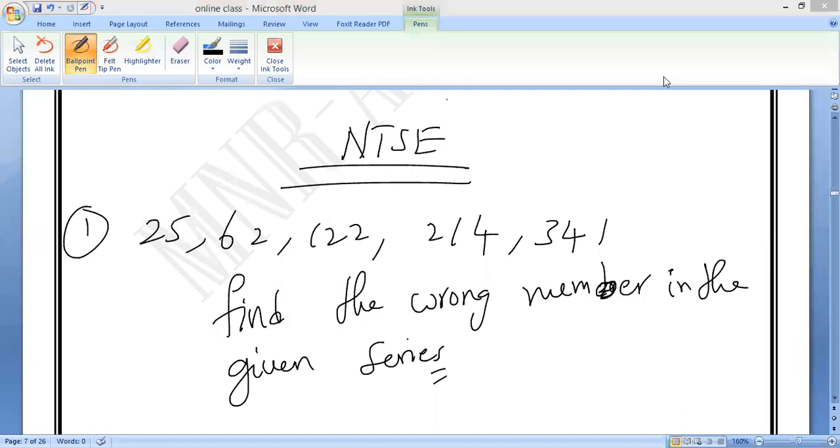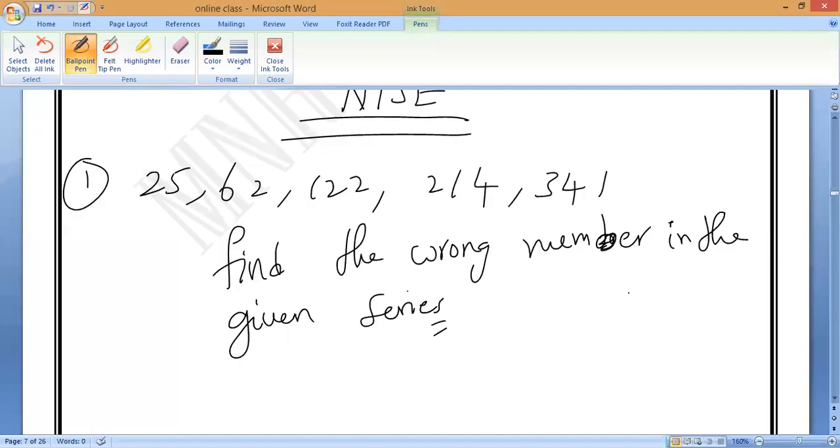341 is wrong, sir? No. What is your explanation? 25? Sir, 122? 122 is wrong, sir. 25, sir. So how can you say 25? Can you explain, please?